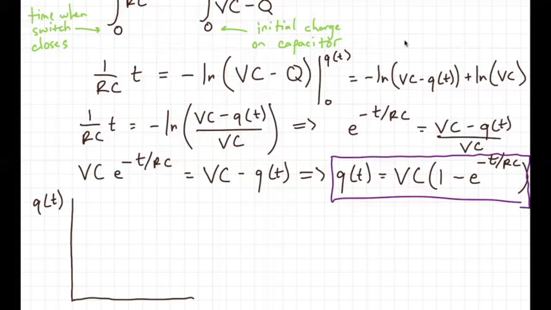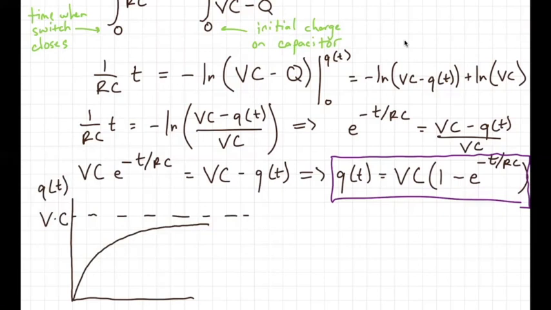So this kind of function looks like this with a horizontal asymptote. So there's an asymptote here. And that asymptote is, let me move this out of the way a little bit, just V times C. So what that says is the charge on the capacitor maxes out at V times C. And if you recall at the very beginning, that's what we said we should get.